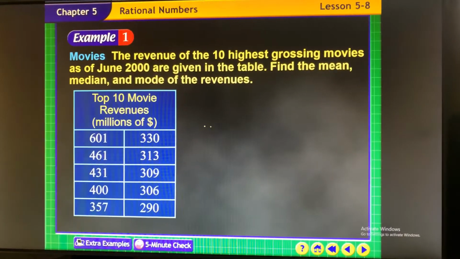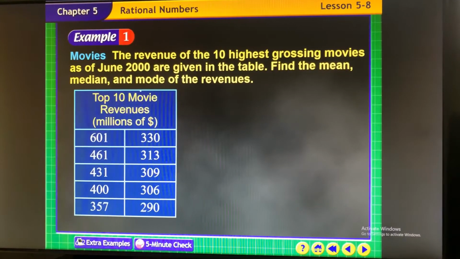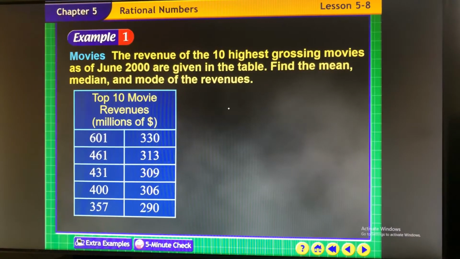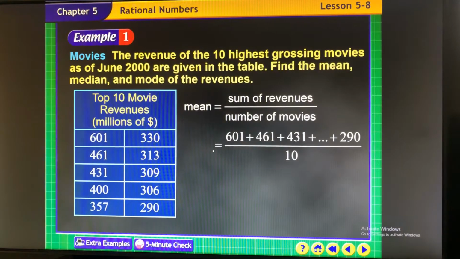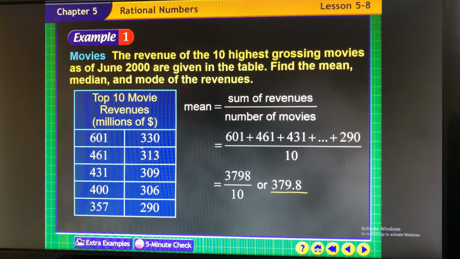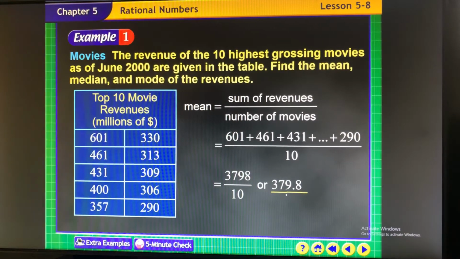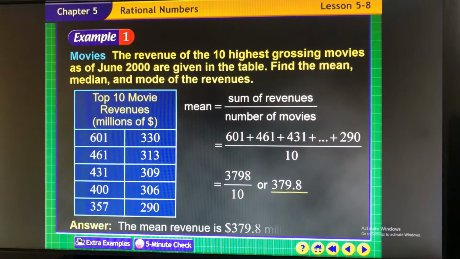So here we go. Find the mean, the median, and the mode of the revenues. So first of all, the mean, I'm going to add them all up, divide by 10, and find my mean, 379 and 8/10. Remember, it should fall somewhere in the center of your data. So if you got something crazy like 3,000, you know you did something wrong.